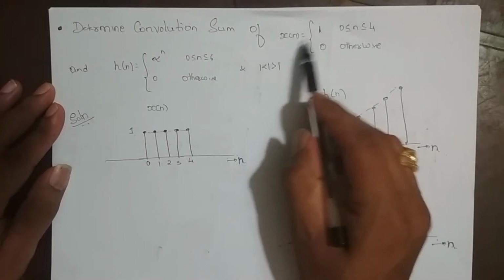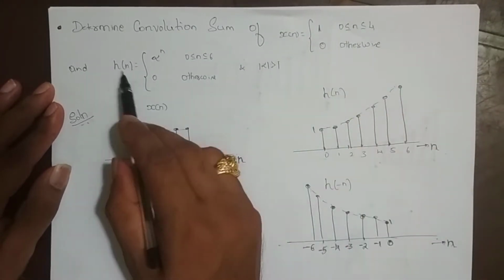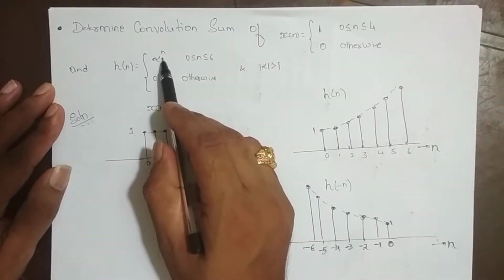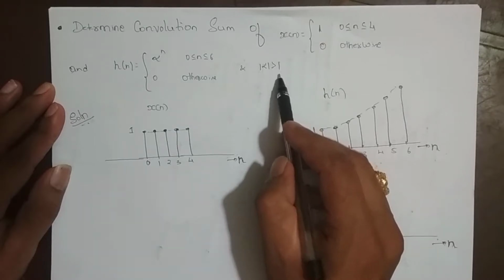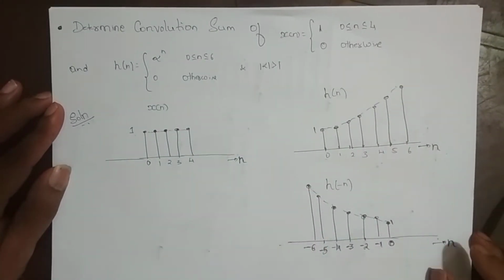x of n sequence is 1 for n varying from 0 to 4 and equal to 0 otherwise, and h of n sequence is alpha power n. It is actually an exponentially increasing signal. Why? Because the magnitude of alpha is greater than 1. And it is for n varying from 0 to 6 and equal to 0 otherwise.